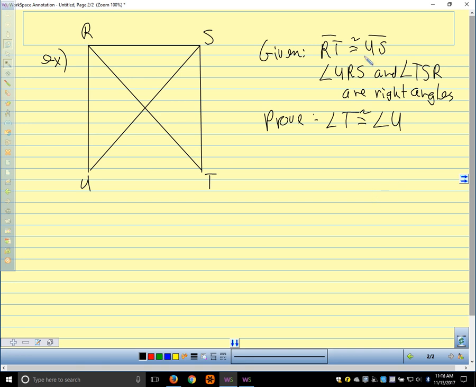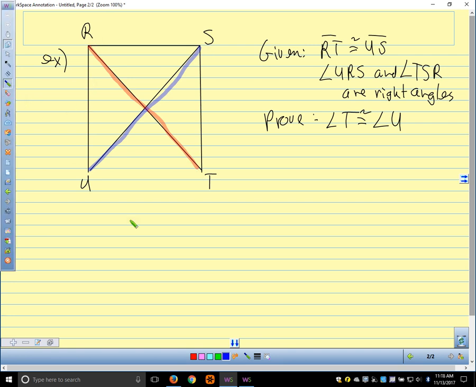Now if we were to try to mark these figures with what it says here, RT is congruent to US. Well, we have this segment and this segment. It would be hard to mark them. Angle URS is a 90-degree angle. We could mark that, but things kind of end up on top of each other. So I'm going to highlight here again. RT is congruent to US, and it says angle URS and angle TSR are right angles.